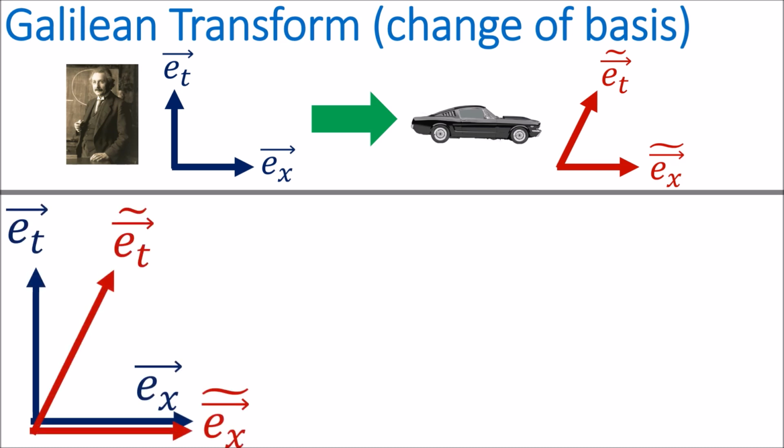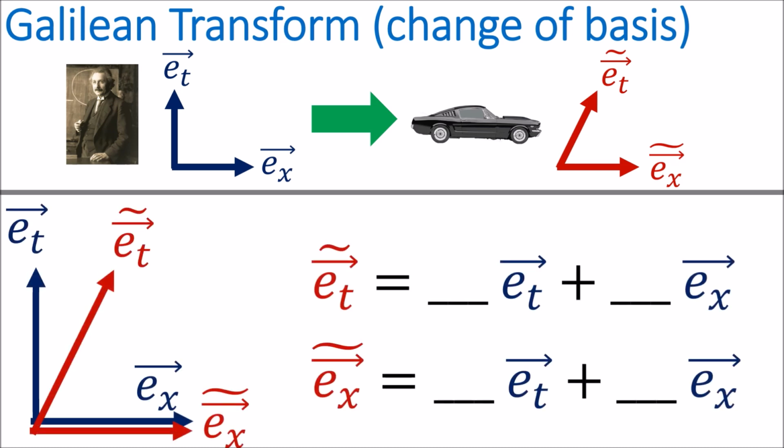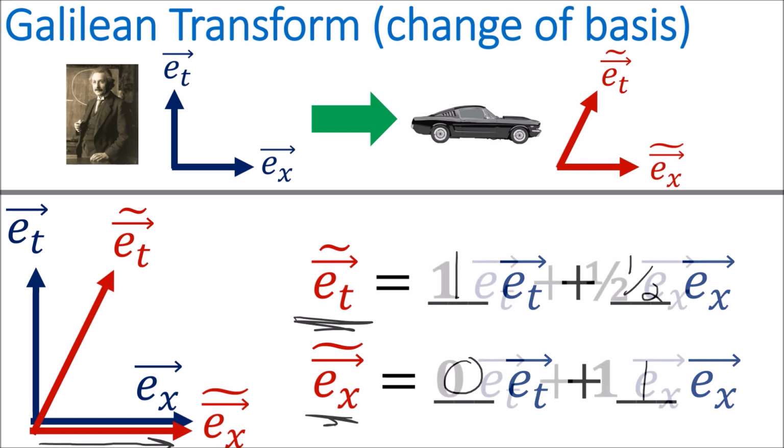So we're going to try and build the car's basis vectors out of the scientist's basis vectors. So what would the car's time vector et tilde be equal to if we needed to build it out of et and ex? Well, it looks like we need one ET vector and 1/2 of an EX vector. So I'll write in the components 1 and 1/2. And what about the EX tilde vector? Well, it looks like EX tilde is exactly equal to EX. So we need 0 ET and 1 EX to build EX tilde.